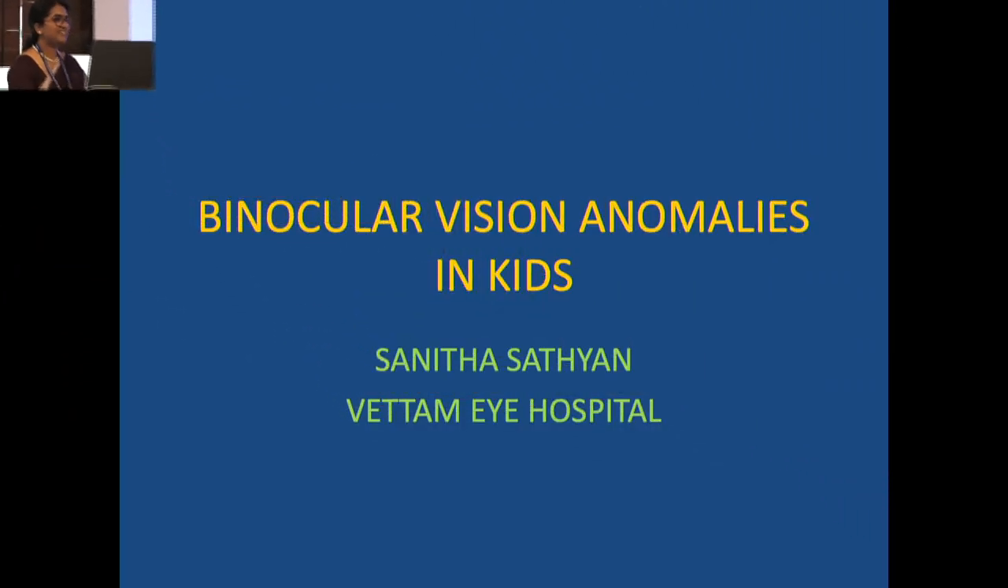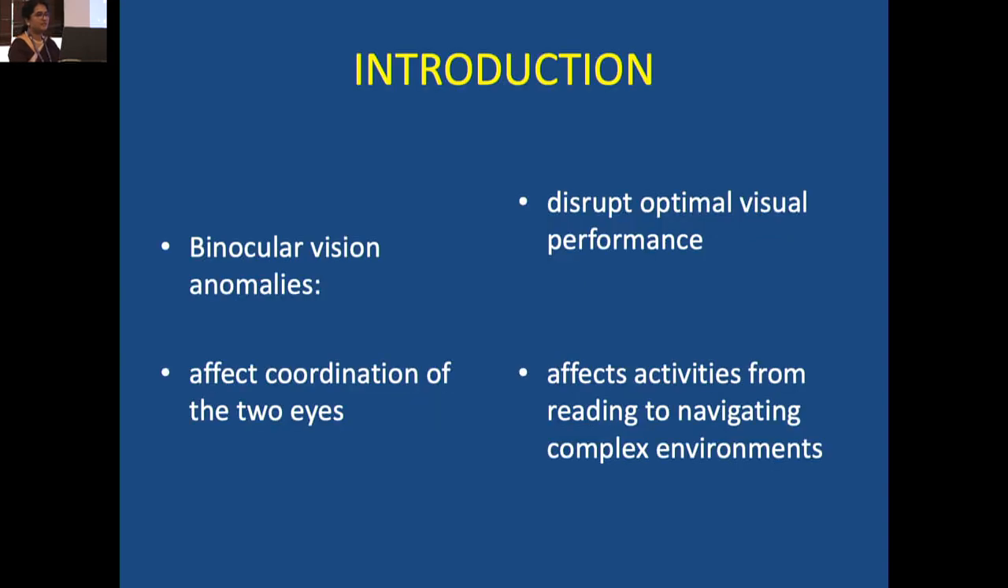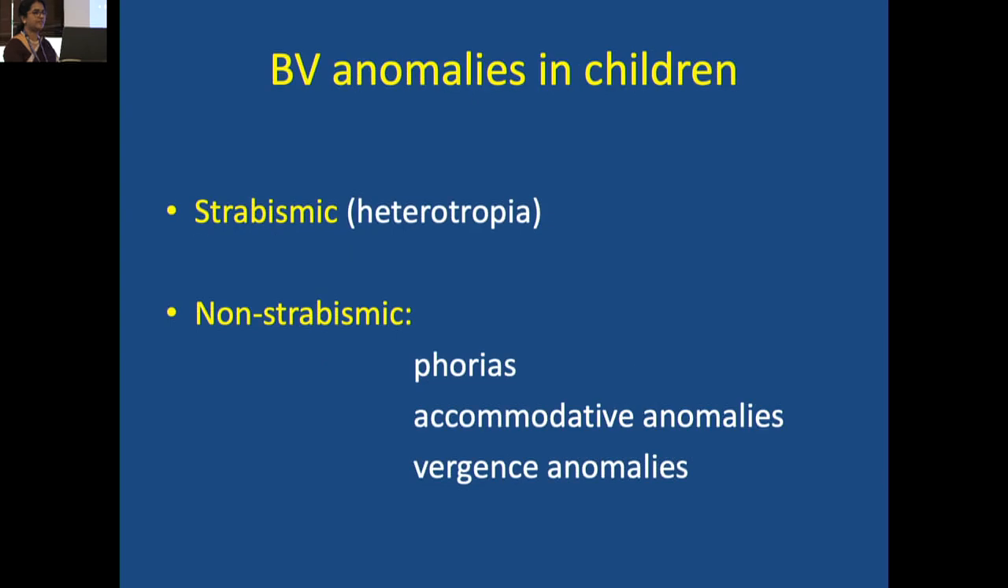This is a relatively less discussed topic, so we wanted this in the IC because it is a very important one as far as the kids are concerned. Binocular vision anomalies affect coordination of the two eyes and disrupt optimal visual performance. So a child can have 6/6 vision, but at the same time may have difficulties due to binocular coordination, and this can affect activities ranging from reading to navigation of complex environments.